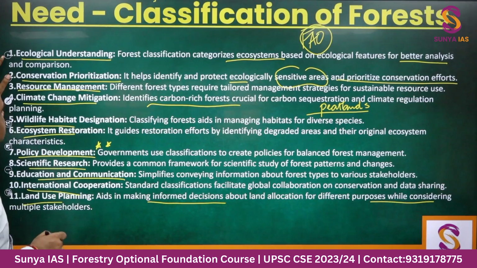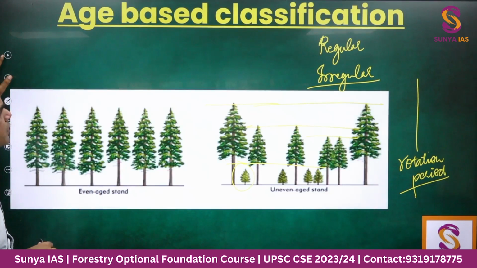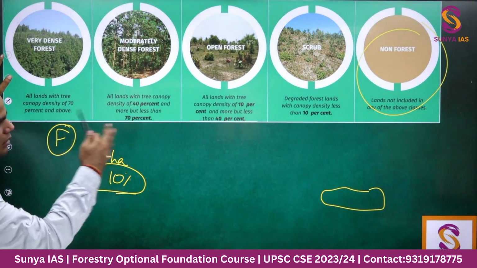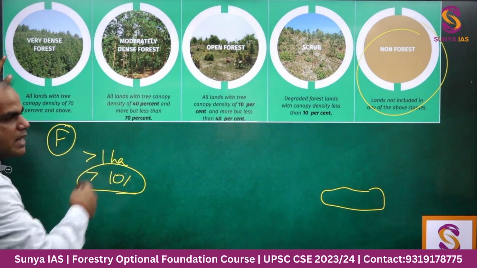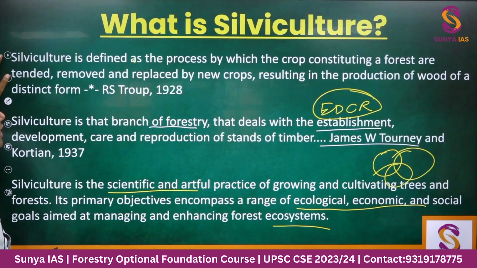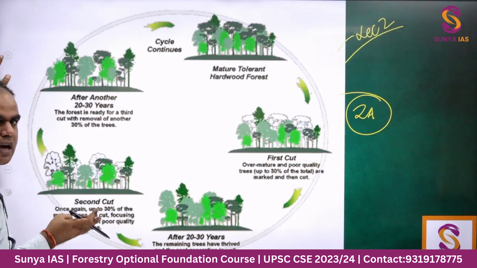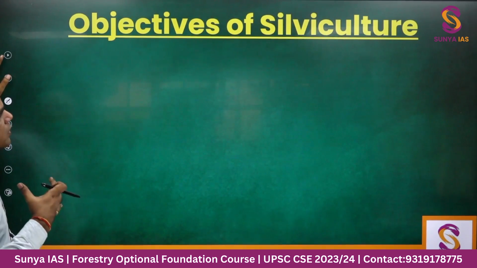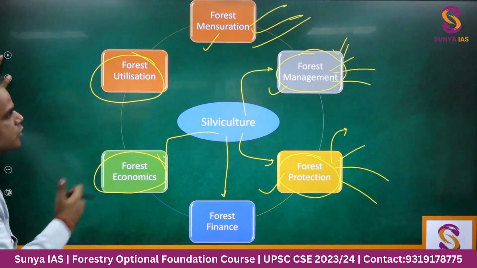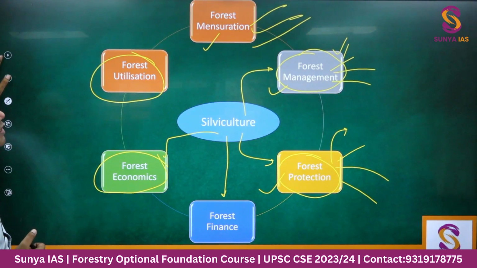Classification of forests. We have seen around 10 or 11 points, let's revise that. Age-based classification, method of regeneration, objectives. Now this is as per the canopy density. Growing stock, ecological classification. Then what is silviculture? We saw that, right? Then the objectives of silviculture. We saw the difference between silviculture and silvics also. Overall applications and connections with forestry.